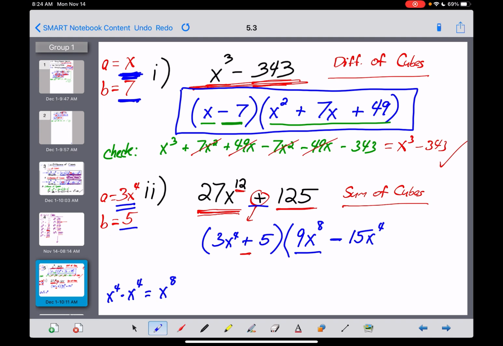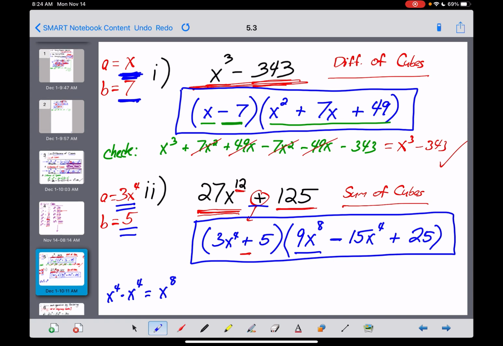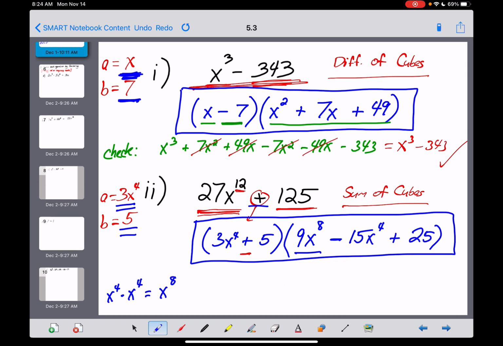This last term is always a plus, never a minus, whether we're talking about a sum or a difference of cubes. And up next is b squared. 5 times itself is going to be 25. And that, you guys, is the factored version of this original expression. That's how you factor a sum of cubes. And I could check that one in green, but I think that's probably pretty good for where we are right now, guys.